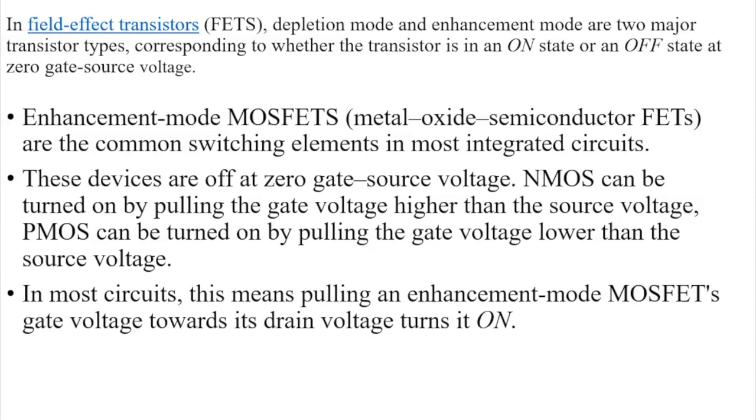In nMOS transistors, it can be turned on by pulling the gate voltage higher than the source voltage. pMOS transistors can be turned on by pulling the gate voltage lower than the source voltage. In most circuits, this means pulling an enhancement mode MOSFET gate voltage towards its drain voltage to make it turn on.